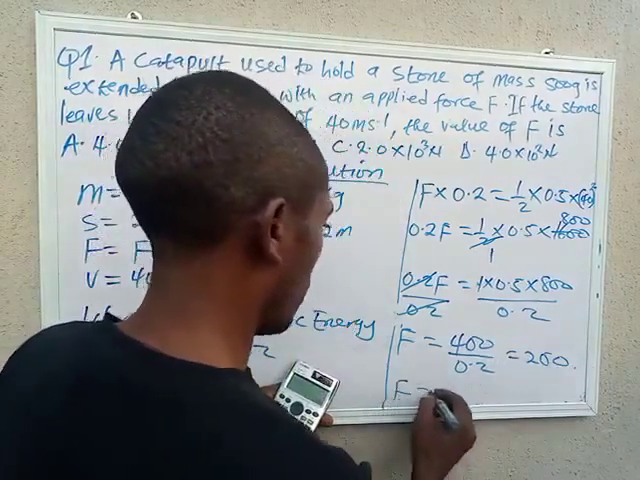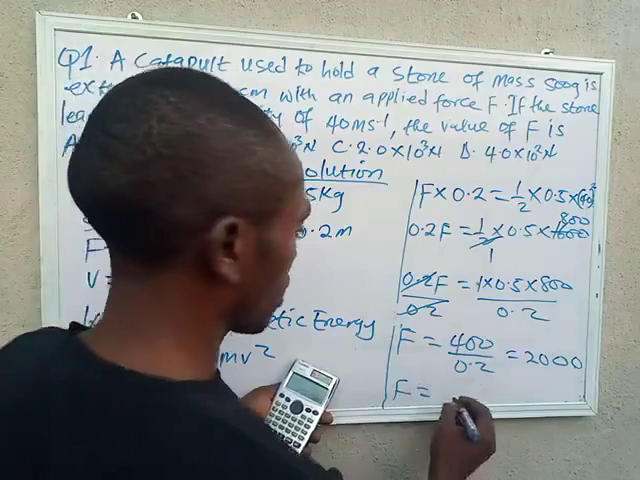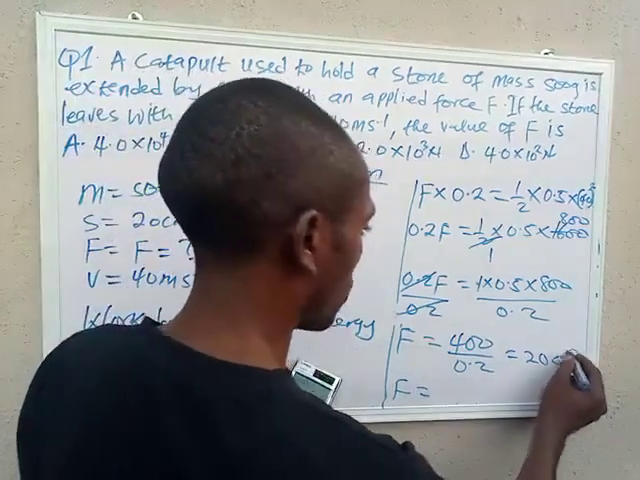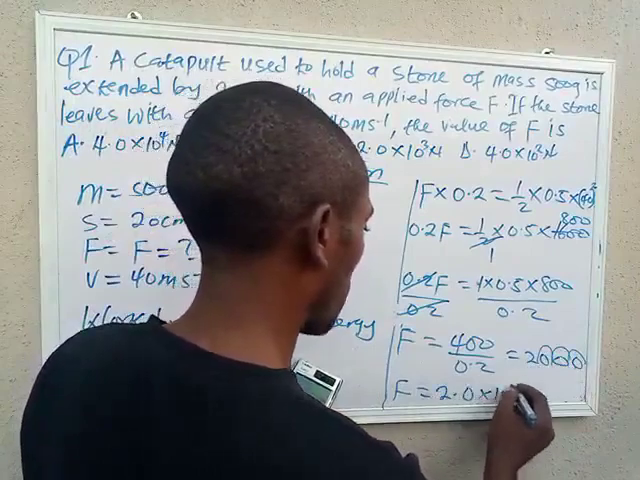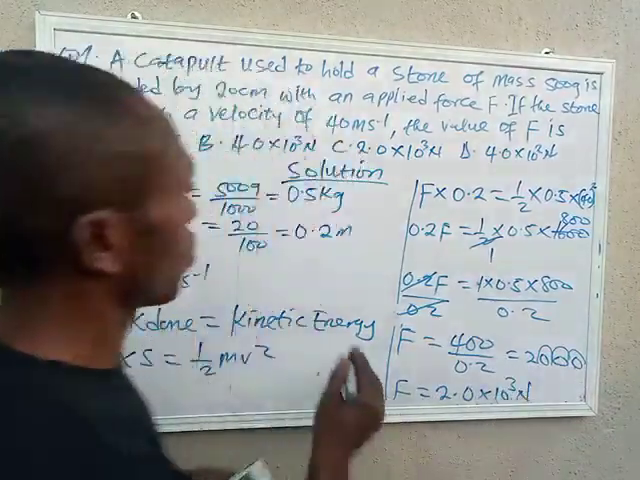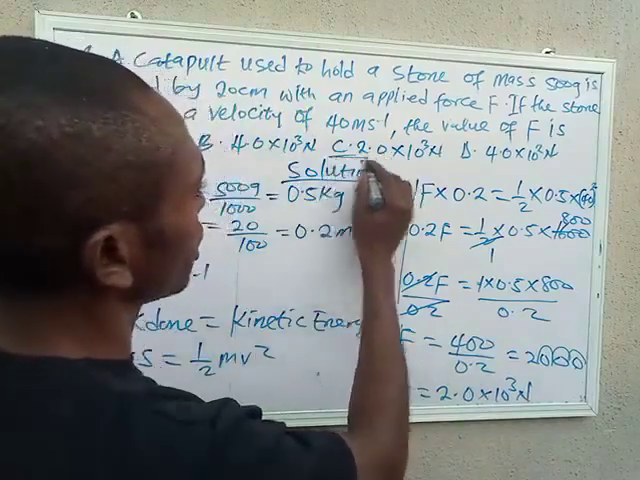So F is equal to 2000. Writing this in standard form, that is 2.0 times 10 raised to the power of 3 Newton. So our answer is option C.